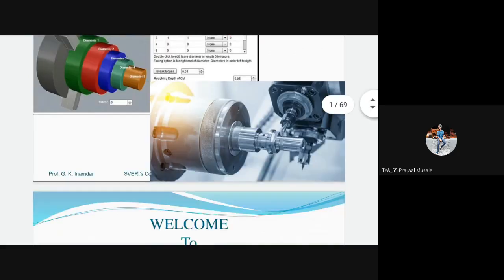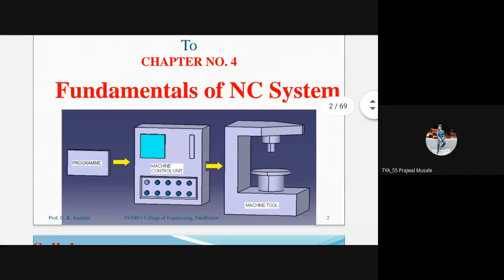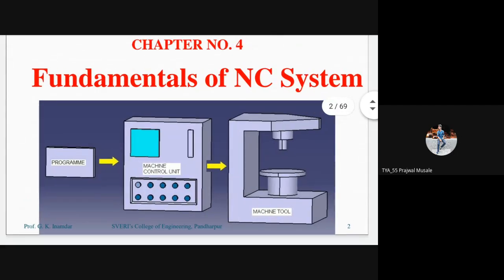So welcome to chapter number 4. This is chapter number one from section two, fundamentals of NC system. So what is NC? Numerical control. NC is a very old method. Currently we are using CNC, computer numerical control.